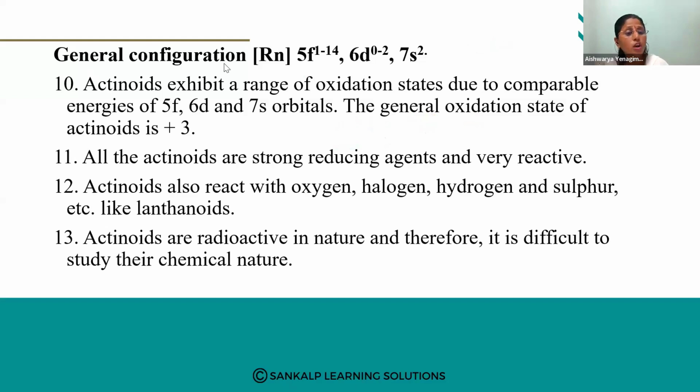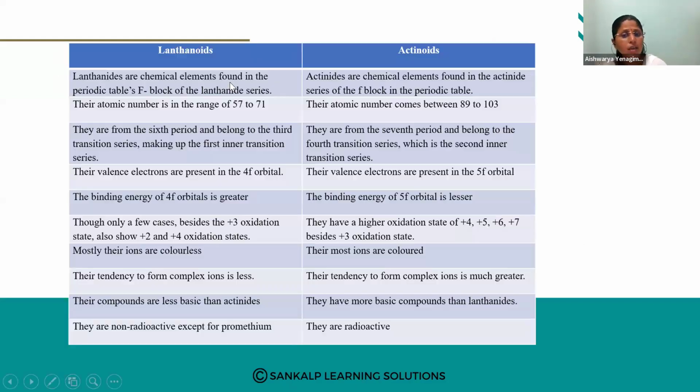They are strongly paramagnetic in nature. Why are they strongly paramagnetic? Because they have unpaired electrons. See, magnetic property is shown by the presence of unpaired electrons. So actinides are paramagnetic and they have got unpaired electrons.